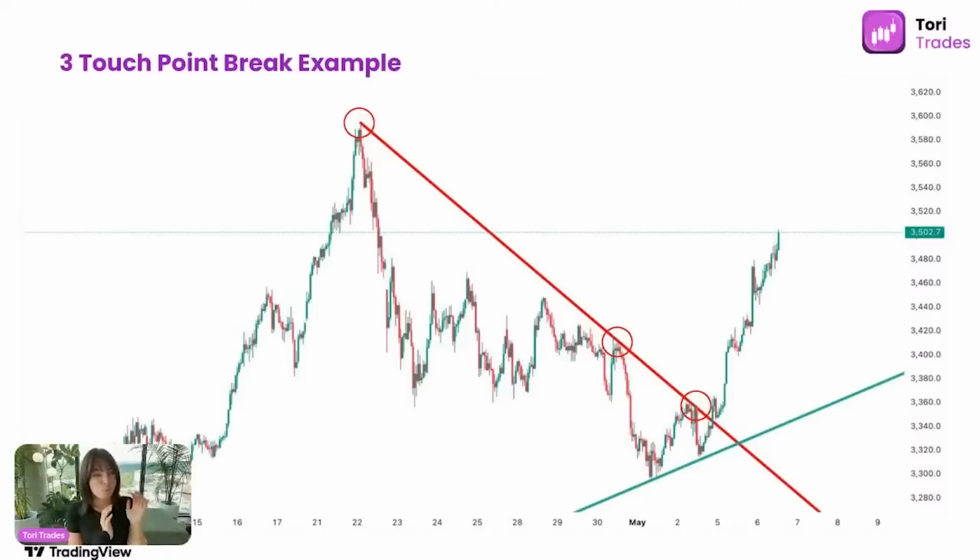This is us getting more curious and getting into a little bit more of the nitty gritty and a little bit more of the nuances, and treating it more like a science experiment than just our basic entry and exit. So now we're just getting a little bit more calculated with it. 2 touch point trend line break, 3 touch point trend line break.